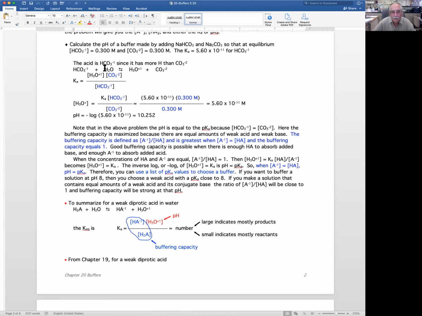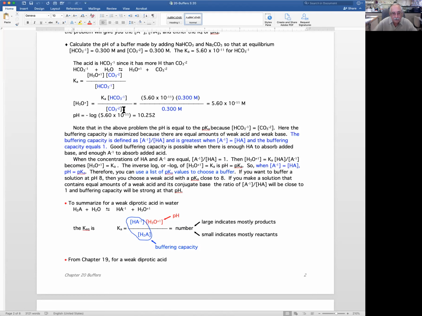So I dissolve that in water. Here's the conjugate acid and the conjugate base. Then I need the equilibrium constant, which is products over reactants. Leave out water because it's a pure liquid. And then I need to get the pH. So that means I have to algebraically solve for the hydronium ion.